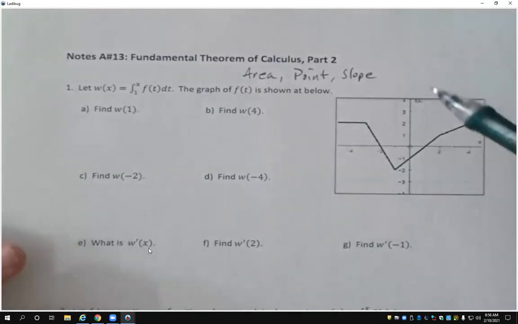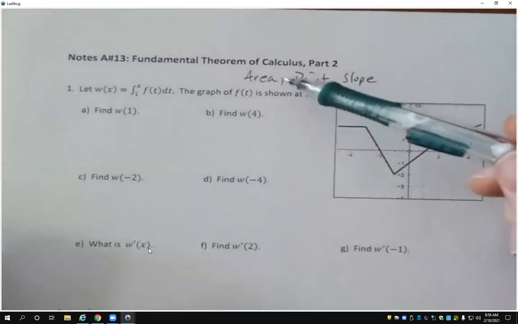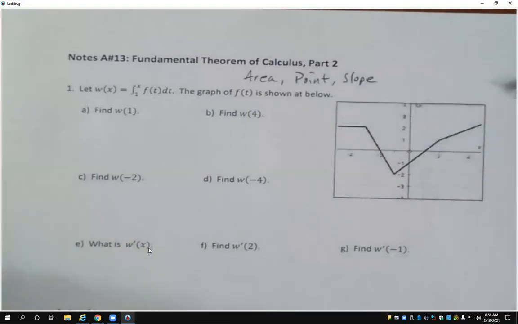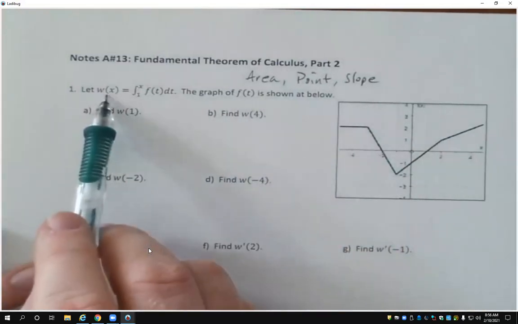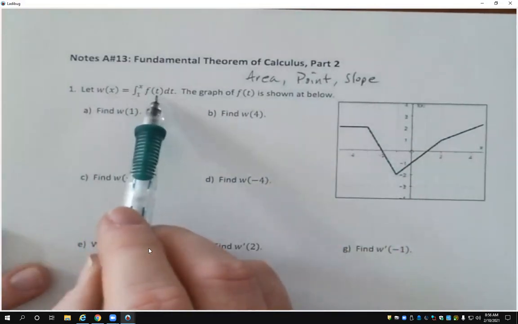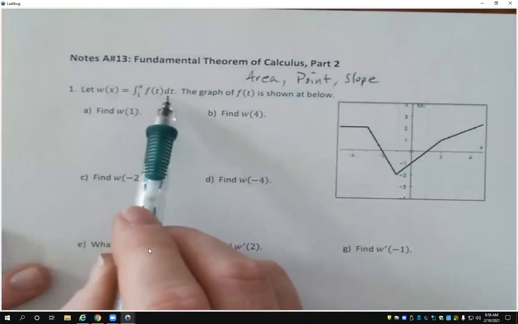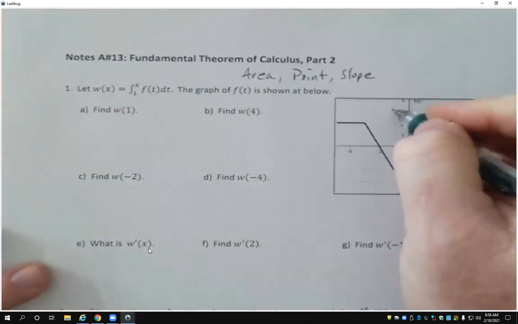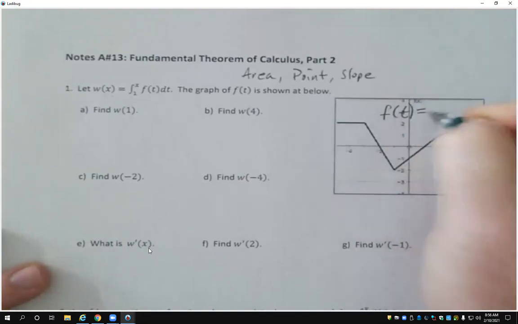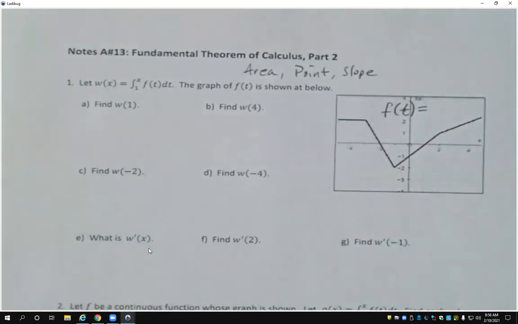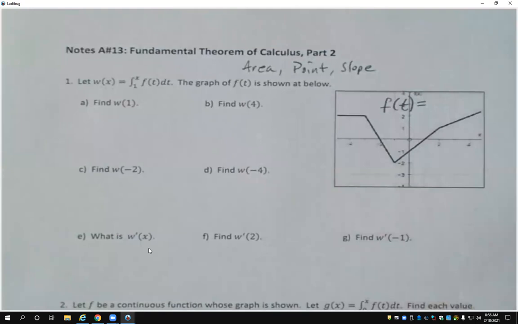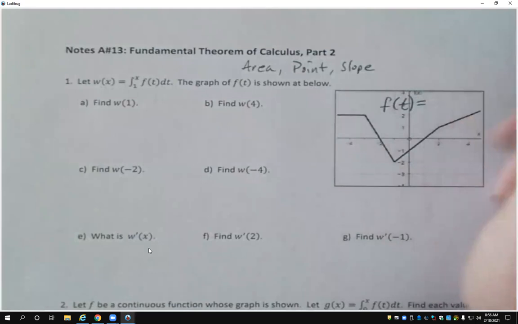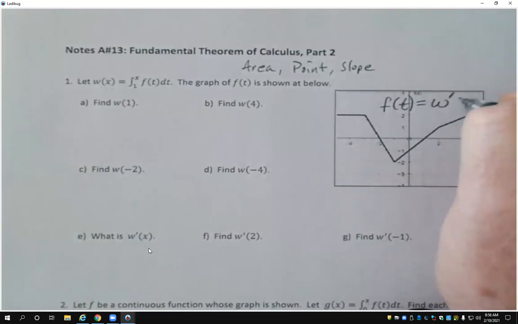All right, so when we're doing these problems, we're either looking for an area, a point, or a slope, okay? And then obviously when we're given a graph, the interpretation is a little harder. W of X is equal to the integral from 1 to X of F of T dt. This is the graph of F of T, but it's also the graph of something else. Does anybody want to take a shot at what this is also the graph of? It has something to do with W. W prime. That is correct. This is W prime, okay?